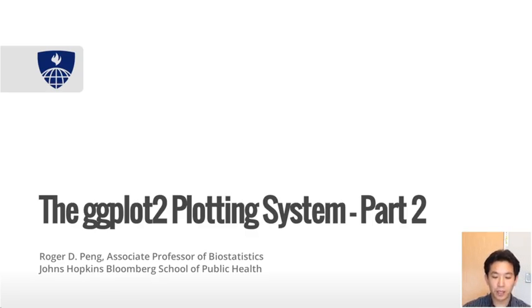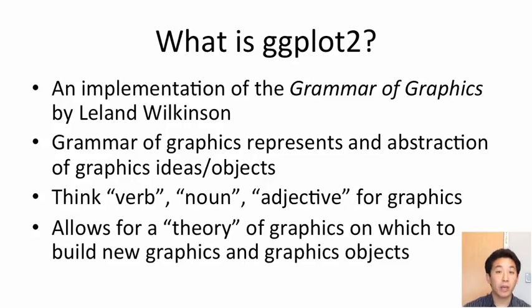So let's get started. Just to review a little bit, what is ggplot2? Remember, it's an implementation of the grammar of graphics, which was developed by Leland Wilkinson. The grammar of graphics basically describes an abstract representation for graphics. The idea is that it's kind of the verb, noun, adjective for plots. So what are the basic elements that can be modified or cannot be modified, things like that. It allows for a theory of graphics that you can build on to develop new graphics using this abstract language.